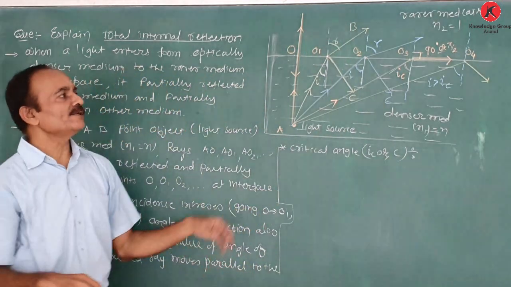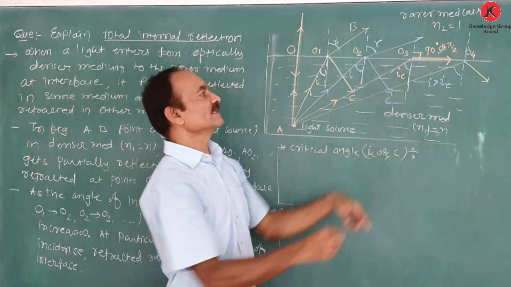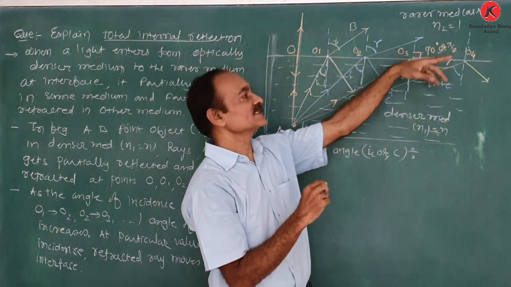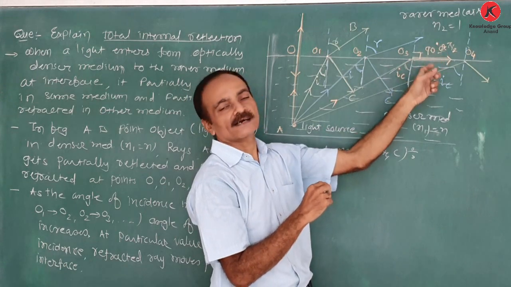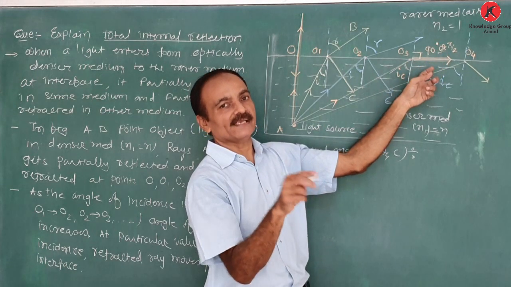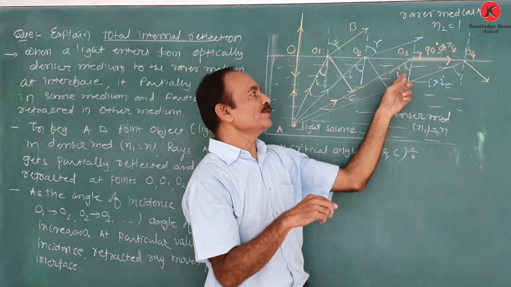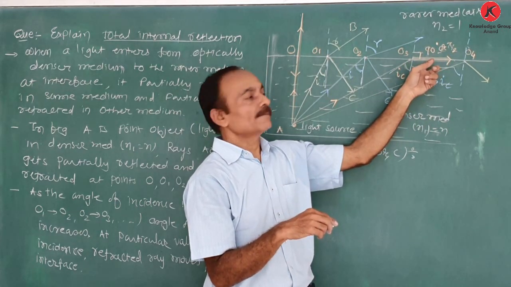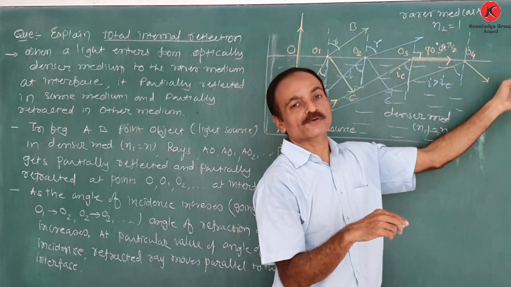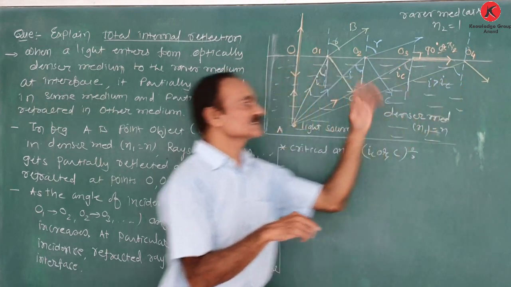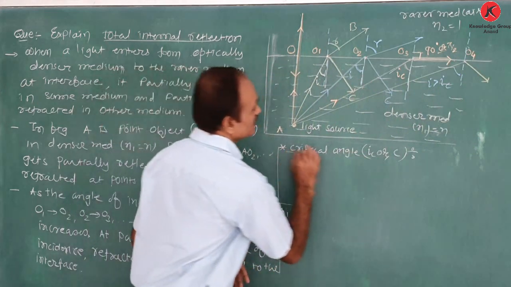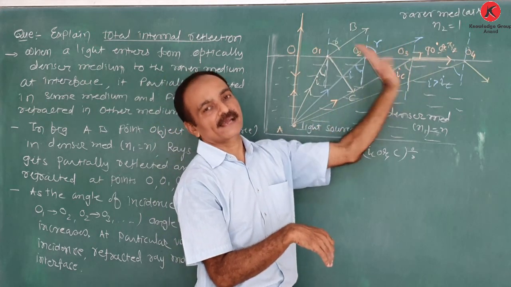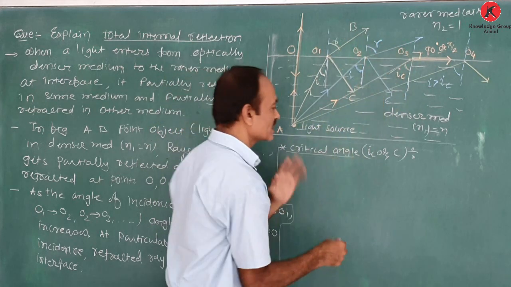At a particular value of angle of incidence, the refracted ray BC becomes parallel to the interface, that means the surface separating the two media. Again, for a particular value of angle of incidence, the refracted ray moves parallel to the interface separating the two media. Clear this? Now, on the basis of this, in this condition, this angle of incidence is known as the critical angle. Now, what is the definition of the critical angle?